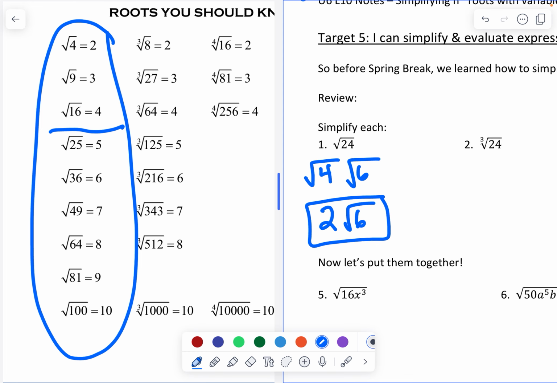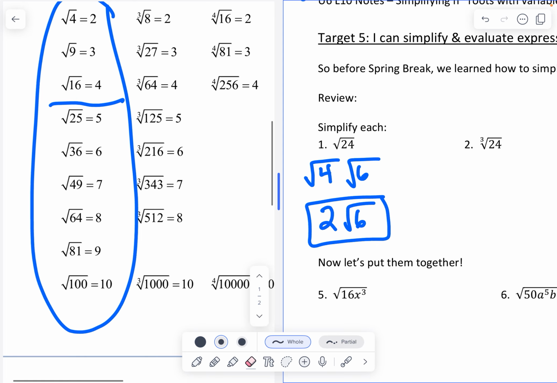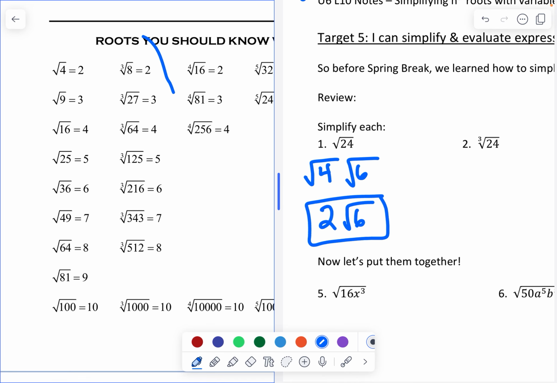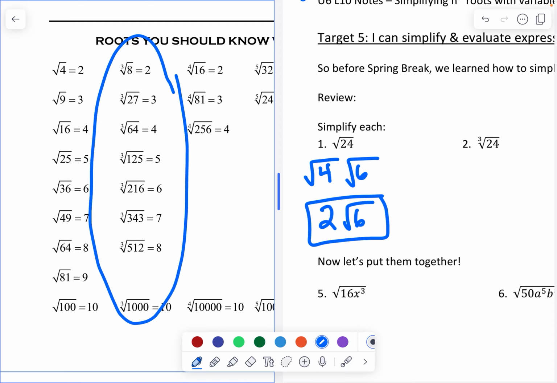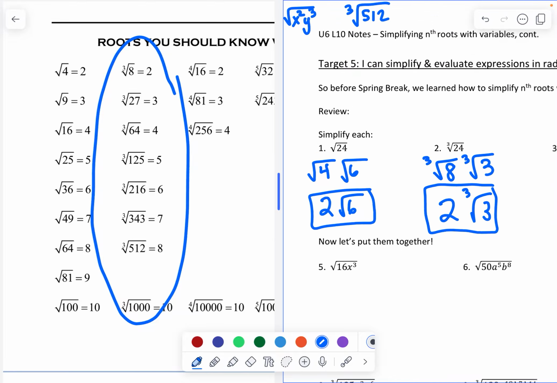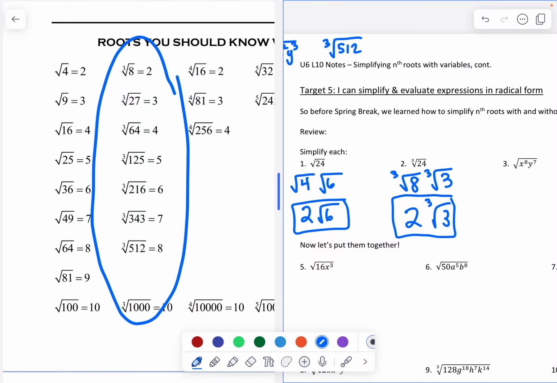Same thing with the cubed root of 24. So same number, but different type of root, right? So then you go look at the cube root list. So that's these numbers. You can't use 4 and 6 anymore because 4 is not in the list. So the number in the cubed root list that goes into 24 is actually 8. And then 8 times 3 is 24. So then that'd be 2 cubed root 3. That's what we did the first part of Wednesday.